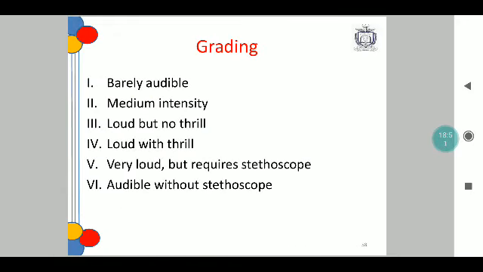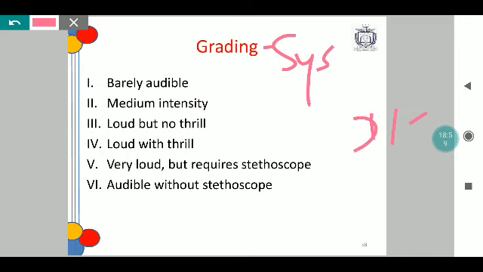Now coming to the grading of the murmurs, I am grading the systolic murmurs in this slide. The diastolic grading is only 1 to 4. I am not going to touch upon that because diastolic murmurs are always pathological. A systolic murmur of grade 1 is barely audible. A systolic murmur of grade 2 is of medium intensity.